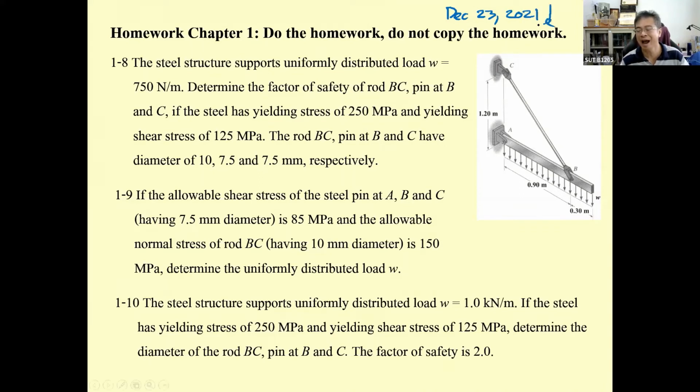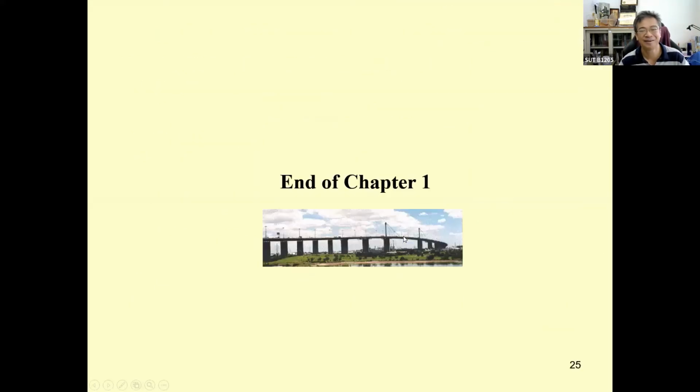Pioria is waiting for you on this. Pioria, today you are here. Say hi to your students if you are here. Pioria. Okay, end of chapter 1. Let me take a 5-minute break.